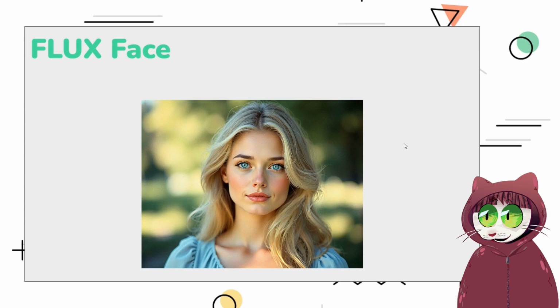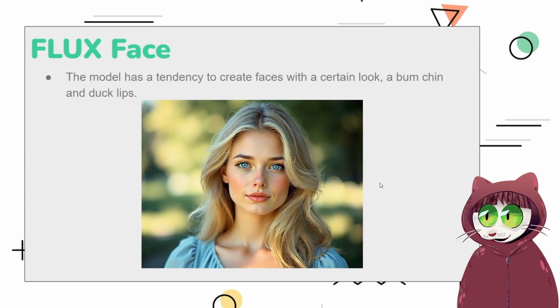However, there are some caveats. There's a couple of things that you will need to be aware of with this model. Like I said, Shuttle 3 Diffusion is based on the Flux model, and you are going to unfortunately suffer with Flux face. This is where the model has a tendency to create faces with a certain look, a bum chin as they call it, and duck lips. I think bum chin's probably a bit of a mean way to put it, but yes, a dimple in their chin and very pronounced lips, and it just looks very artificial and not too appealing.